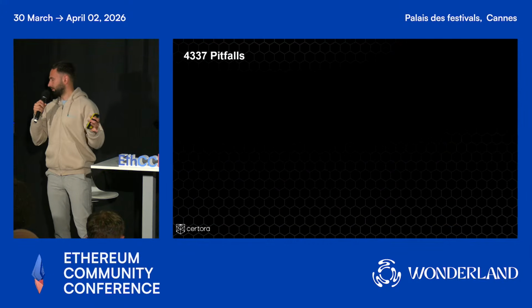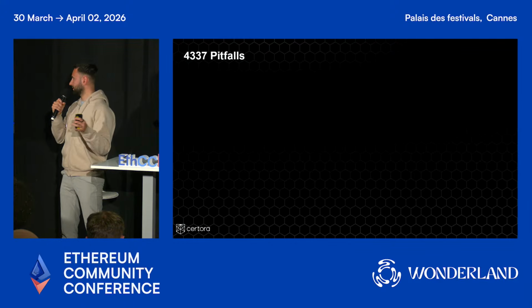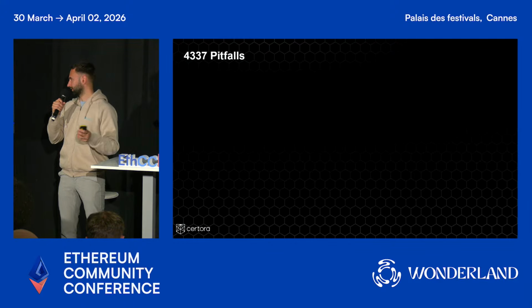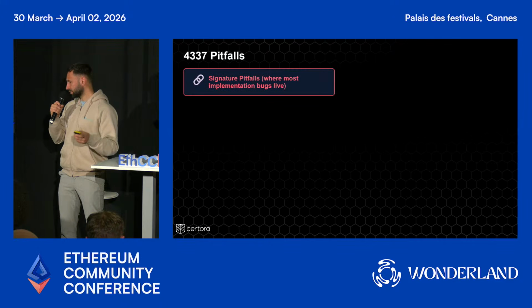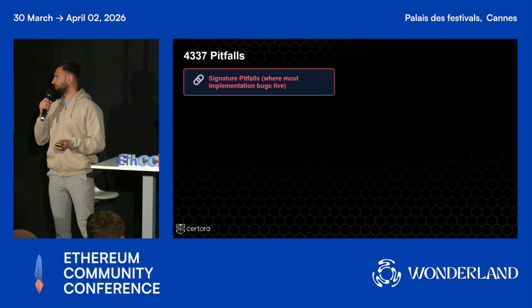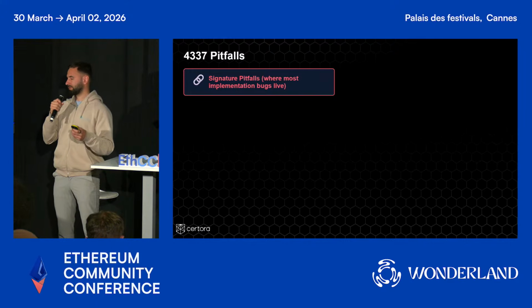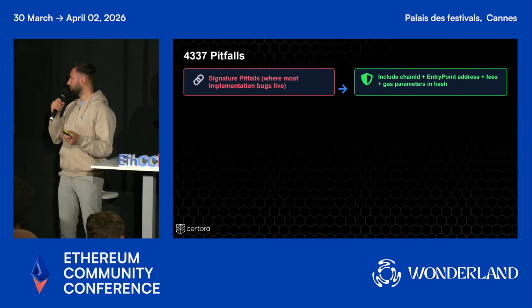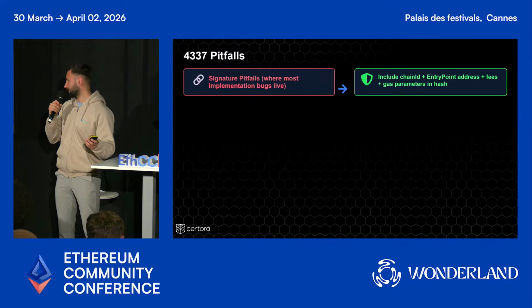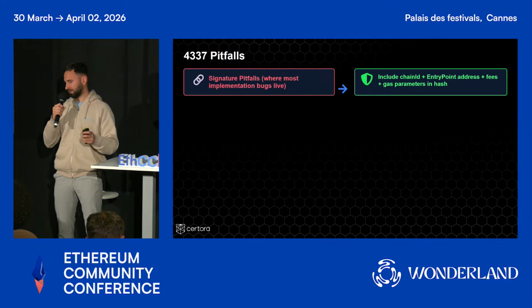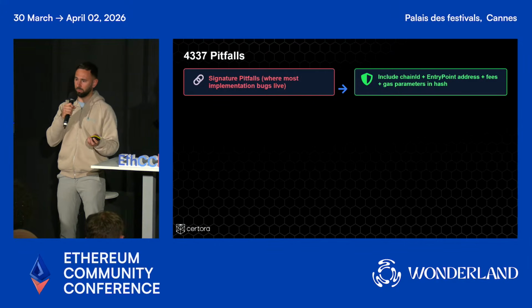So we have seen some attacks, we have seen some defenses. Let's try to map the 4337 pitfalls fundamentally. The first one is about the signatures. This is where most implementation bugs live. When you are discussing signatures for 4337, you have to do two things. The first one is you have to include the chain ID, entry point address, plus the fees and gas parameters in the hash. This is really important. If you miss any of these, you enable replay attacks.